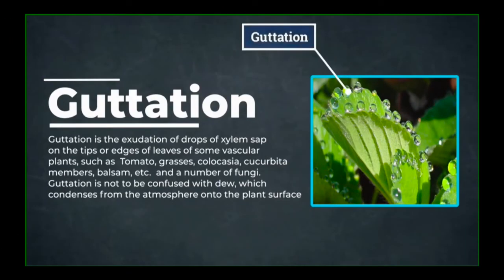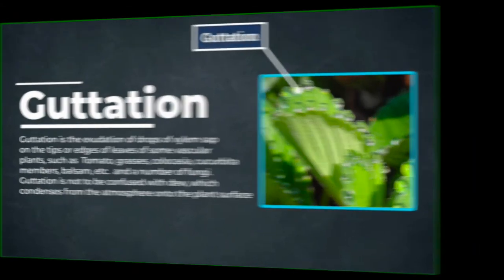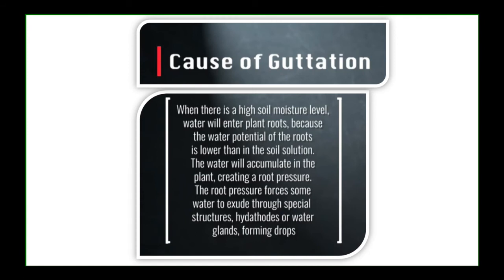Guttation. What is guttation? Guttation is the exudation of drops of xylem sap on the tips or edges of the leaves of some vascular plants, such as tomato, grasses, colocasia, cucurbita members, balsam, etc., and several fungi. Guttation is not to be confused with dew, which condenses from the atmosphere onto the plant surface. Causes of guttation. When there is a high moisture level, water will enter plant roots because the water potential of the root is lower than in the soil solution. The water will accumulate in the plant, creating root pressure. The root pressure forces some water to exude through special structures, hydathodes or water glands, forming drops.